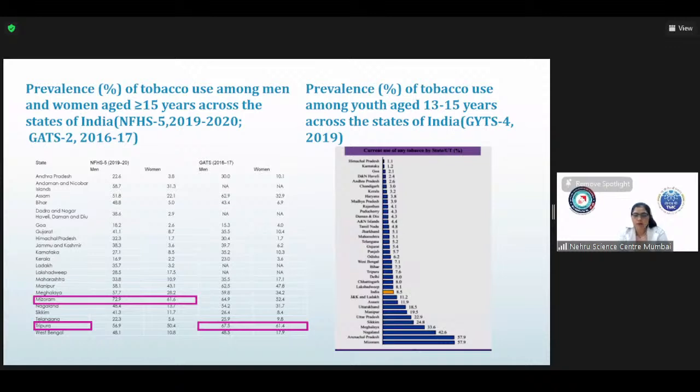While the Global Youth Tobacco Survey 4, conducted in 2019 among youth of 13 to 15 years of age group, showed 8.5% prevalence of tobacco use, and it is highest in Arunachal Pradesh and Mizoram.